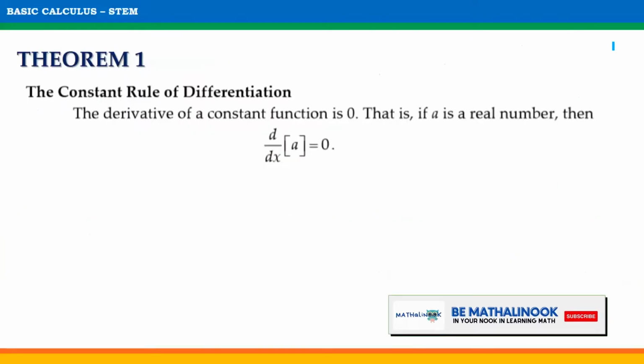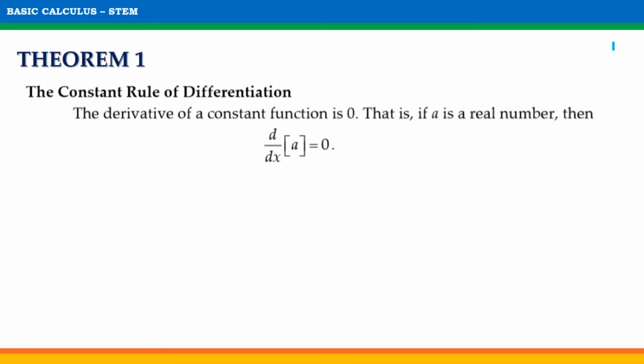Theorem number 1. The constant rule of differentiation. The derivative of a constant function is 0. That is, if a is a real number, then the derivative of a is equal to 0. The rule specifies that the derivative of any constant is always 0.